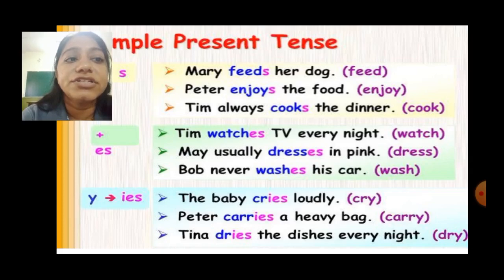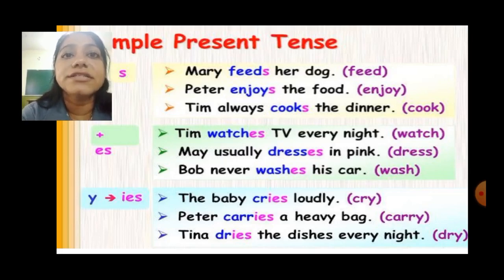Tina dries the dishes every night. Dry ends with Y and it has a consonant before it, so we will remove Y and add IES to it. So children, we have seen that for he, she, it and third person singular we will add s, es or ies to it. Here Mary, Peter, Tim, May, Bob, the baby, etc. are all third person singular. So we have added s, es or ies to it.